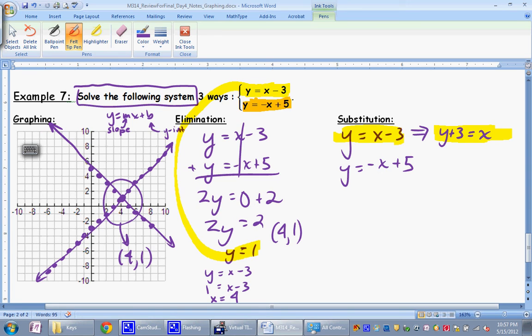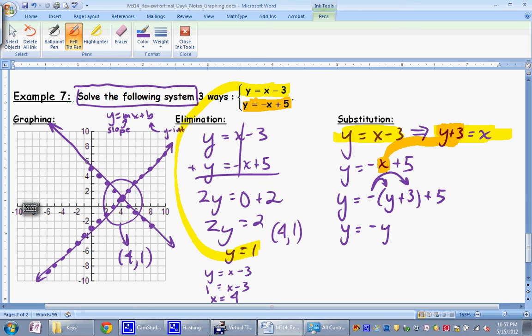If I know that x is equal to y plus 3, in the second equation, I can replace x with y plus 3. So I have y equals negative parentheses y plus 3 plus 5. Distribute this negative here. So negative y minus 3 plus 5. Looks like 2y is equal to 2, y is equal to 1. Oh, and just like we had before, if y is equal to 1, that's going to end up giving us that x is equal to 4. So we have the solution of our system is 4, 1.